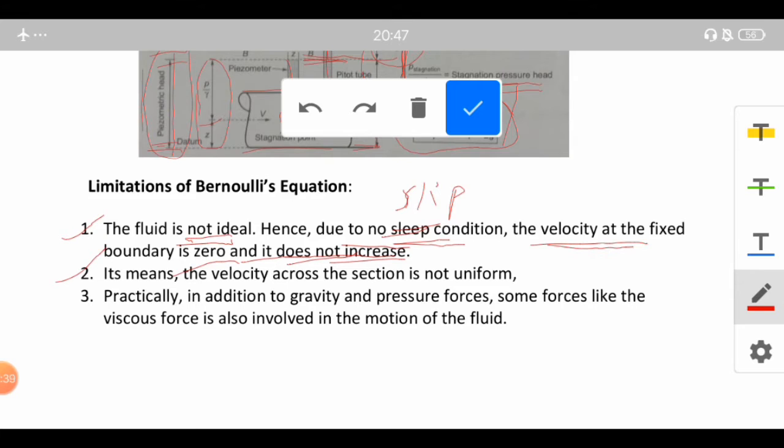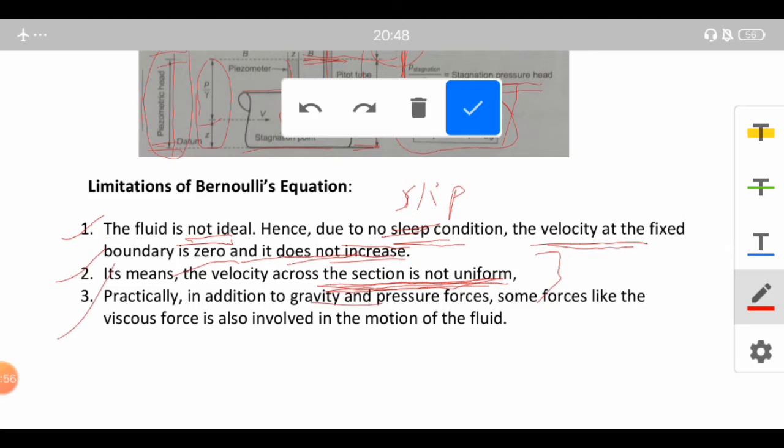It means the velocity across the section is again not uniform. So the velocity across the section is not uniform, but Bernoulli assumed that the velocity across the section shall be uniform. So again, this is a limitation of Bernoulli's equation.